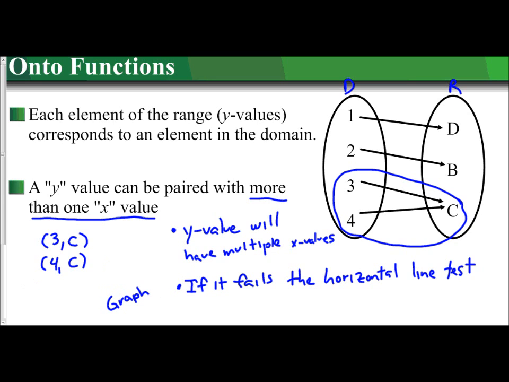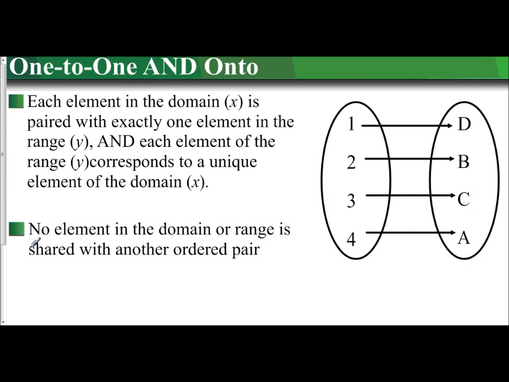For both one-to-one and onto, each element in the domain, each x, is paired with exactly one element in the range, a y, and each element in the range corresponds to a unique element in the domain. In other words, no element in the domain or range is shared with another ordered pair. So if we look at this one, we see everything is accounted for. They're all unique and they're all paired together. Each x, each element in the domain, is paired with exactly one element in the range, and each element in the range, each y, is paired with exactly one x.